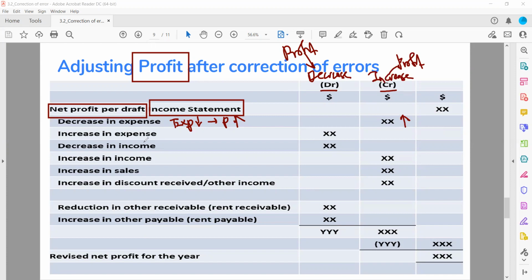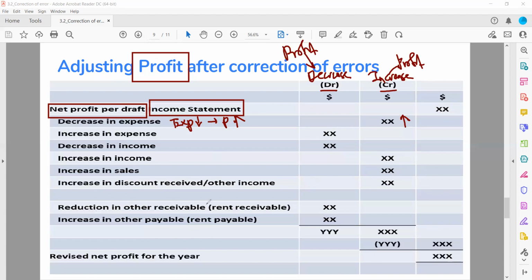Increase in expenses. Expenses increase, profit will decrease. Decrease in income. Income decrease, profit will decrease. Increase in income, profit will increase. Increase in sales, profit will increase.